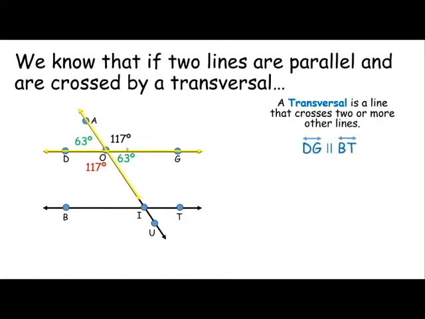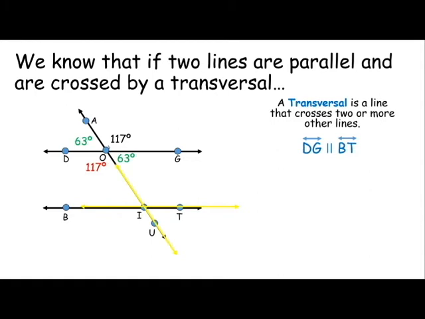But here's the cool part about this example. If I know that line DG and line BT are parallel to one another, if this horizontal line and this horizontal line are parallel, check this out. That was fun. This intersection and this intersection are going to create the exact same angles, because if these lines are parallel, the transversal should cross them in exactly the same way.